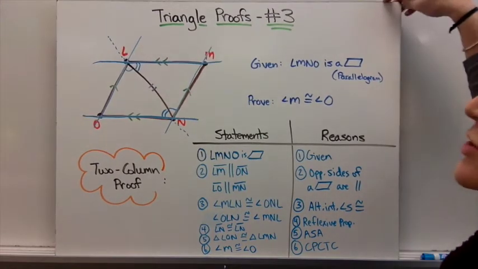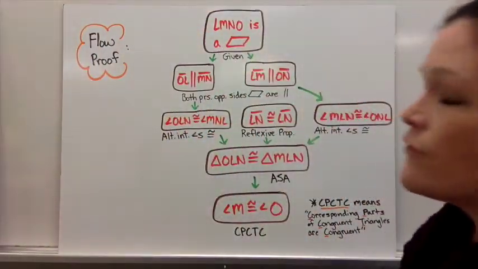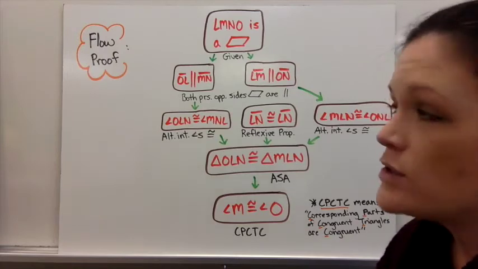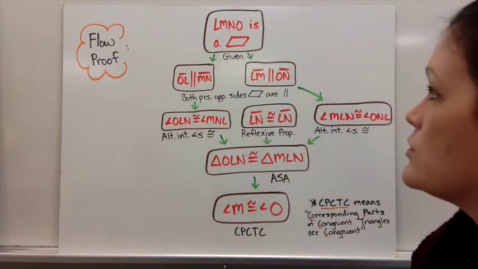So let's look at the other 2 ways we could write this proof. Actually, I take that back because I've just put the flow proof here. I really feel like you could write out the paragraph proof if needed, but I wanted to focus on the 2-column proof and on the flow proof for this one since they do take several steps.